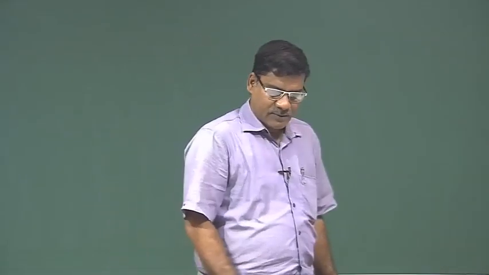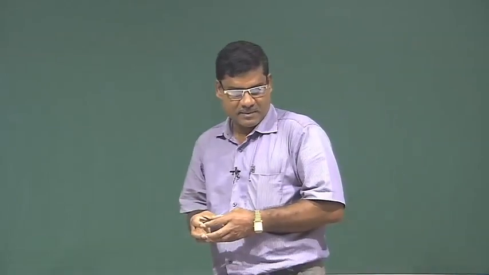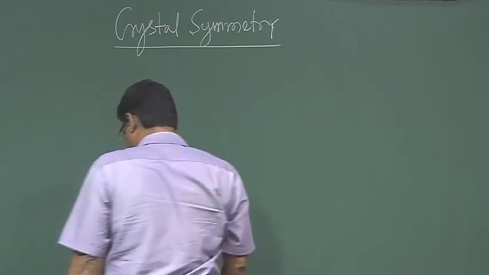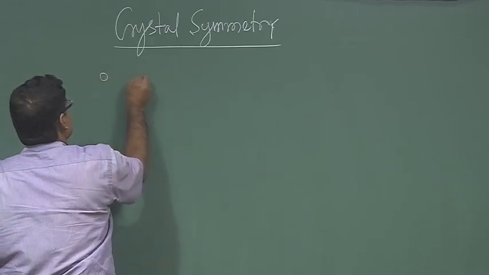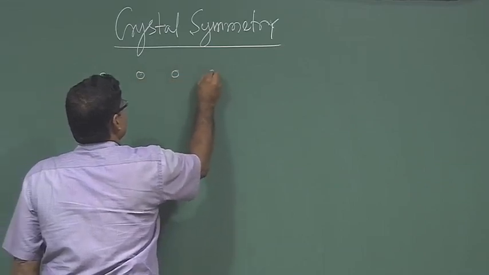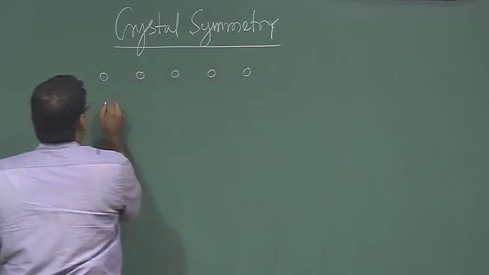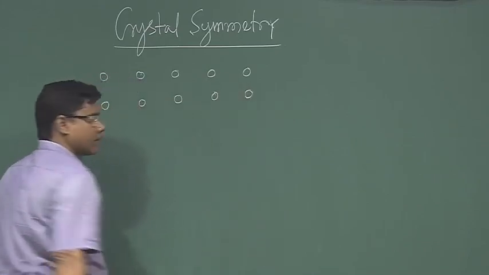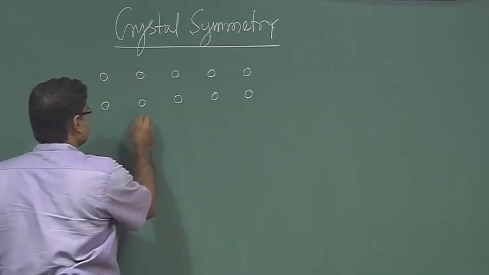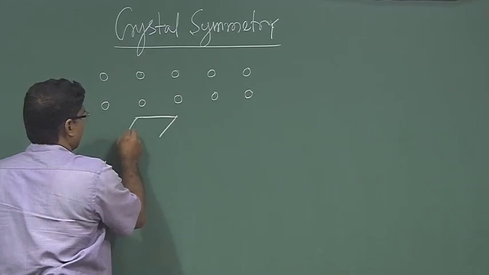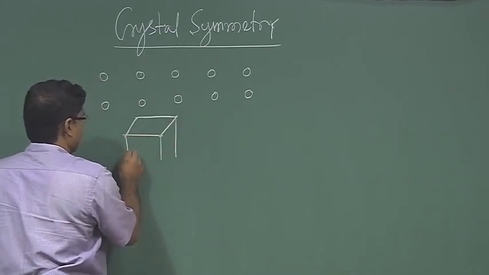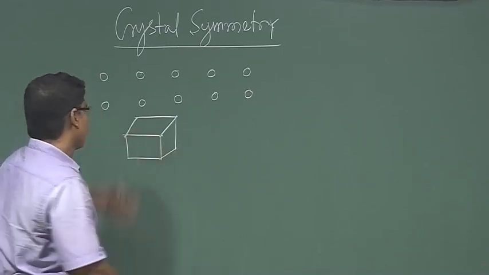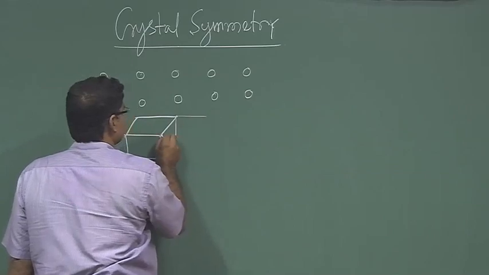So, in this class we will learn about crystal symmetry. Basically, a crystal has a periodic nature, meaning lattice points are arranged periodically, orderly. Right, or the unit cell is repeated in space.